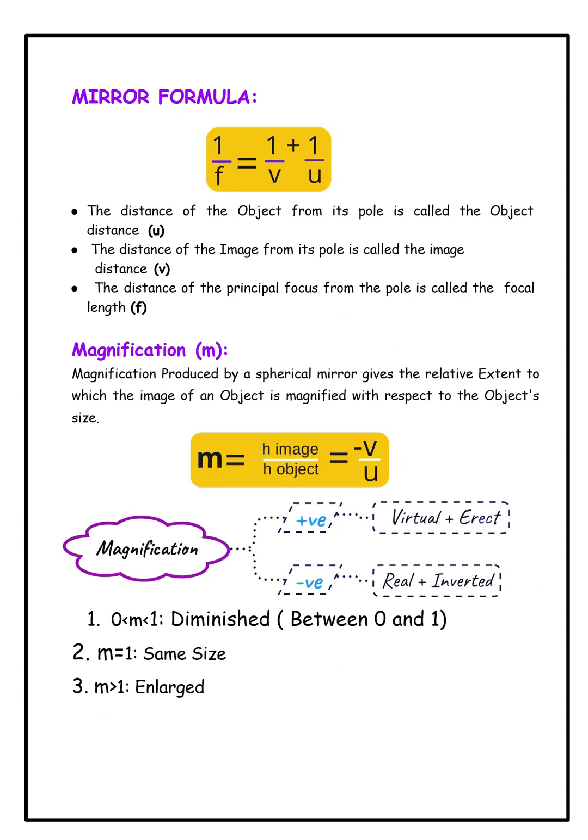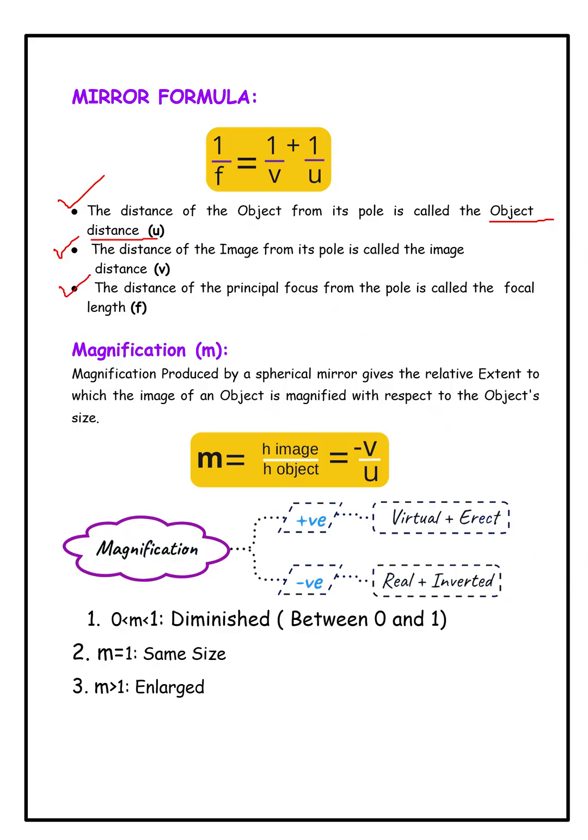Now we have a mirror formula. The mirror formula is 1 upon f is equal to 1 upon v plus 1 upon u. The distance of the object from its pole, again I'm repeating this, the distance of the object from where? From its pole. It is called object distance. As we saw in the previous slide, it is denoted by letter u. When we are talking about the image distance, it is denoted by letter v. The distance of the principal focus from the pole is called focal length, denoted by letter f.